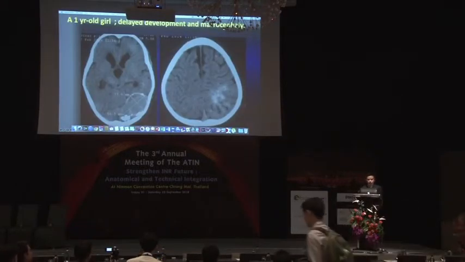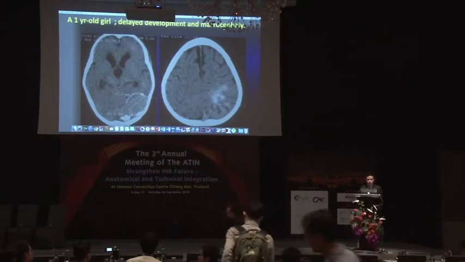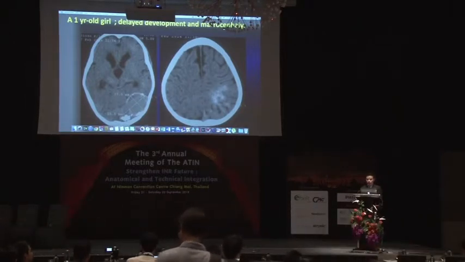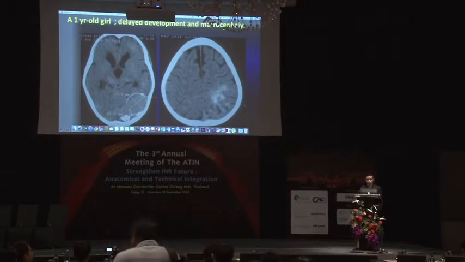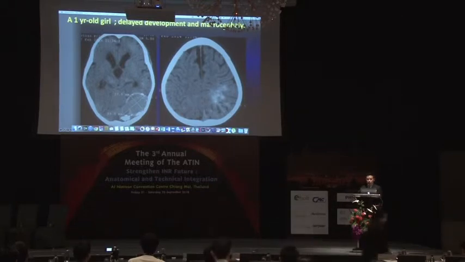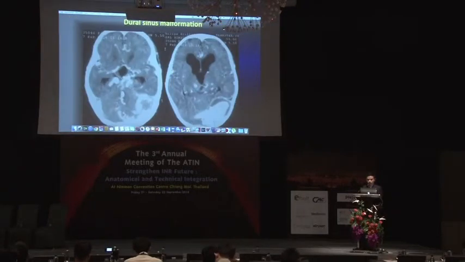The next case is a 1-year-old girl presented with delayed development and macrocephaly. You see the enlargement of the dural venous sinus and the calcification in the wall. In this image, you can see the calcification in the subcortical white matter. It represents chronic venous hypertension. In the contrast imaging, you see the partially thrombosed venous sinus and the multiple dilated vessels. This image is a hallmark for the dural sinus malformation.